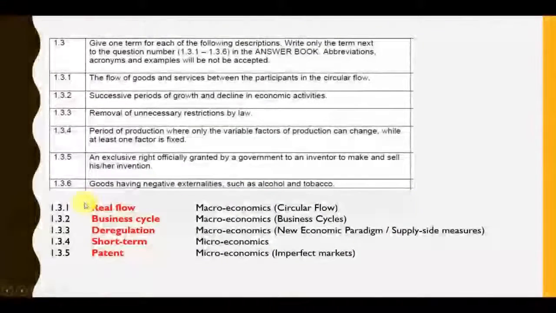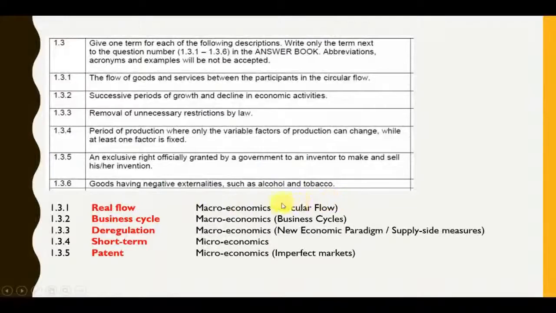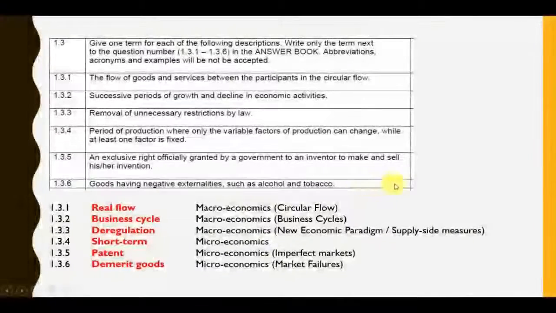All right, everybody, and we've already spoken about negative externalities. So this question is asking, what are goods called that have negative externalities? And they give the examples of alcohol and tobacco. So if you remember, I said that goods which have positive externalities are known as merit goods. So what do you think goods that have negative externalities are called? Yes, demerit goods. Alright, so that is the answer for 1.3.6.